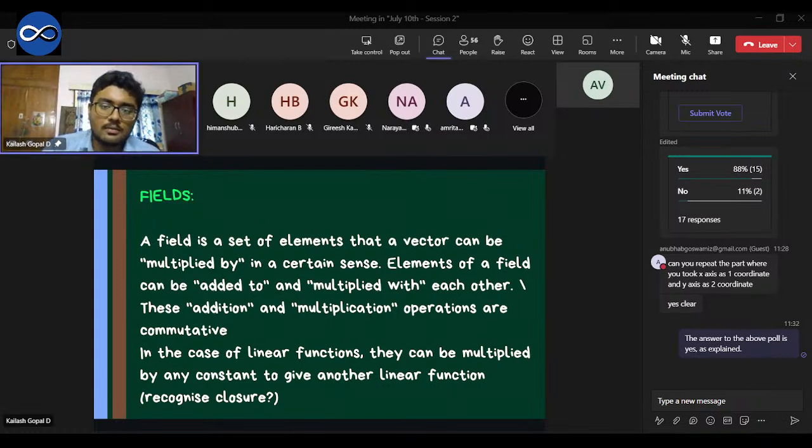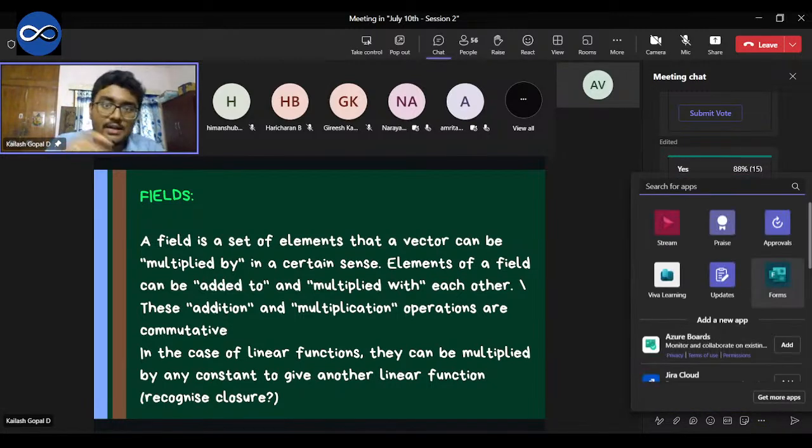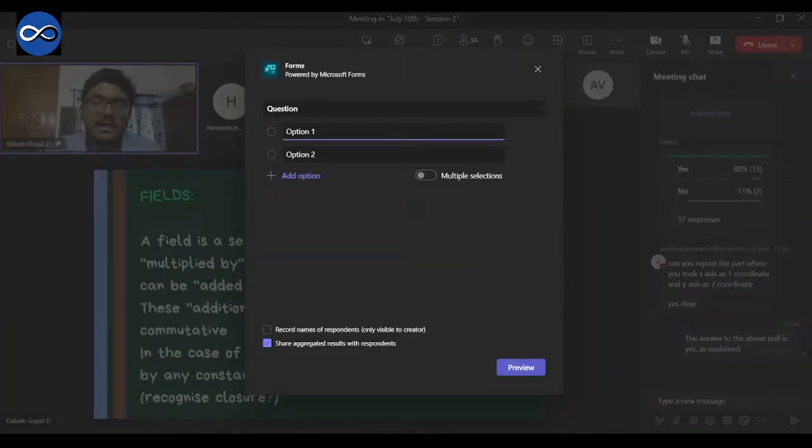The elements of a field can be added to and multiplied with each other. If you take the example of real numbers, two real numbers can be added to and multiplied by each other. There is an additive identity and a multiplicative identity for a field. If you take modulo 17, that is quite interesting actually. You can add two numbers modulo 17 to get a third number that is modulo 17. For example, if I add 8 and 12, I get 20, and 20 is 3 modulo 17. I can also multiply two numbers modulo 17. For example, 2 into 3 is 6, which is 6 modulo 17. And say 10 into 2 is 20, and 20 is 3 modulo 17.